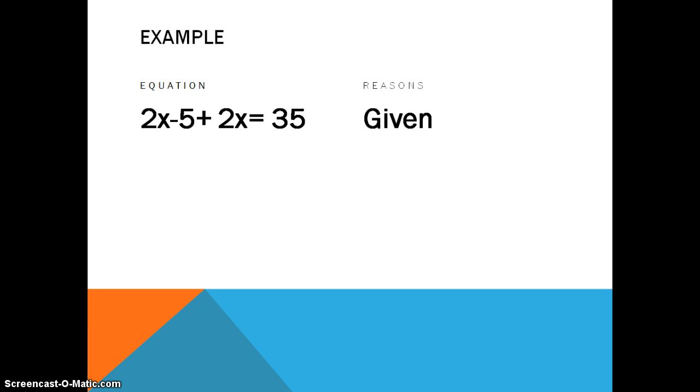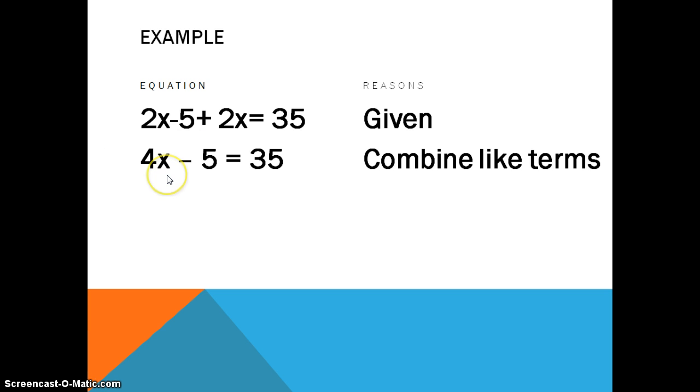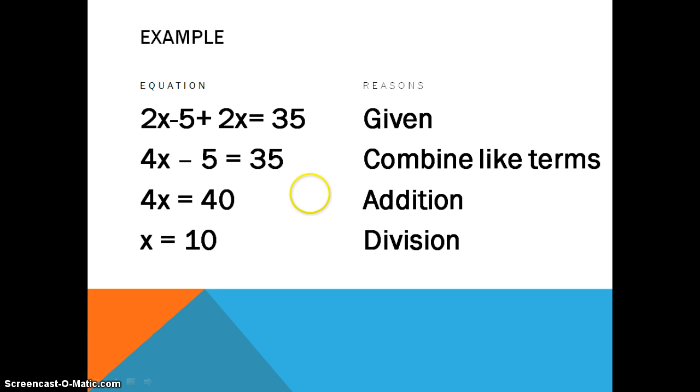The first thing I have to do on this equation is combine like terms on the left-hand side. So 2x plus 2x is equal to 4x. So I combined like terms. Next step, I'm going to add 5 to both sides to give me 4x is equal to 40. So that was addition. And then the final step is to divide by 4 on both sides, which is going to give me x is equal to 10. So my last step used division.